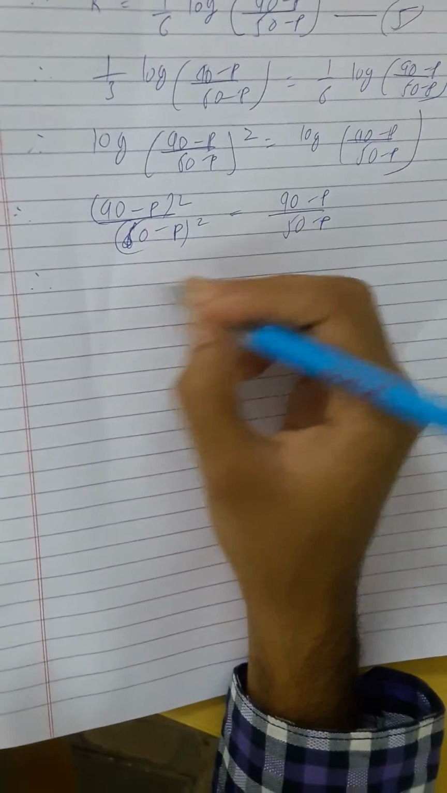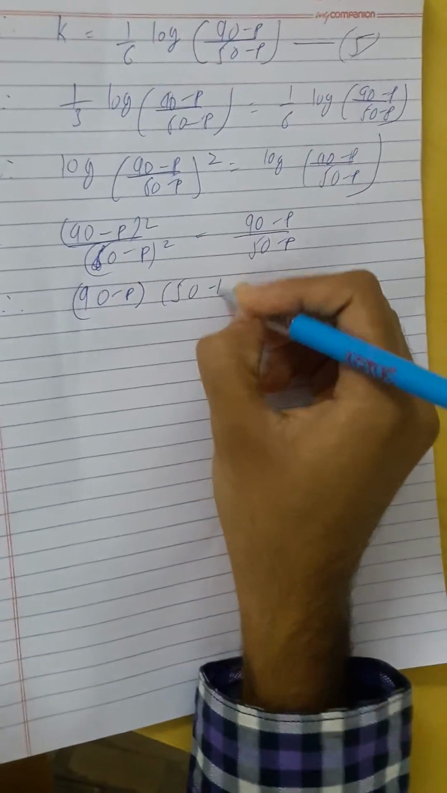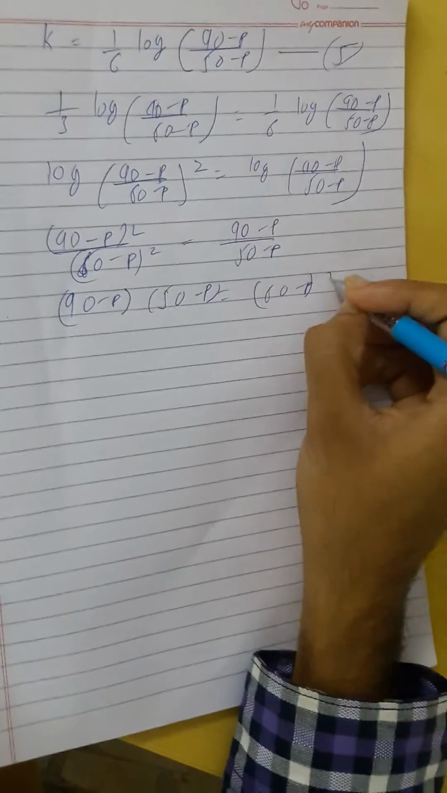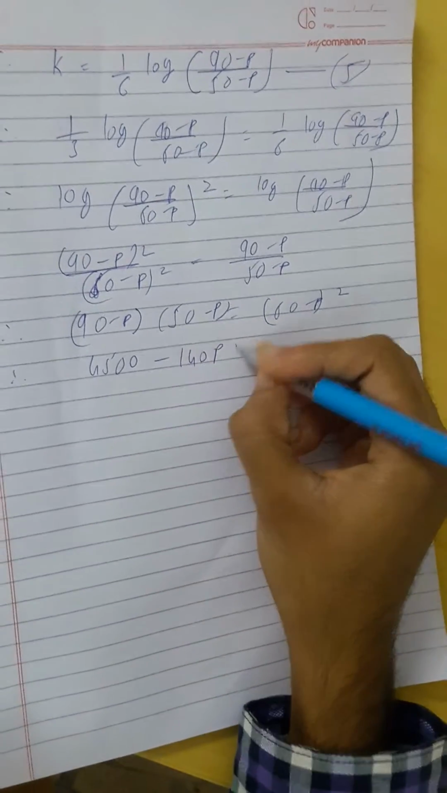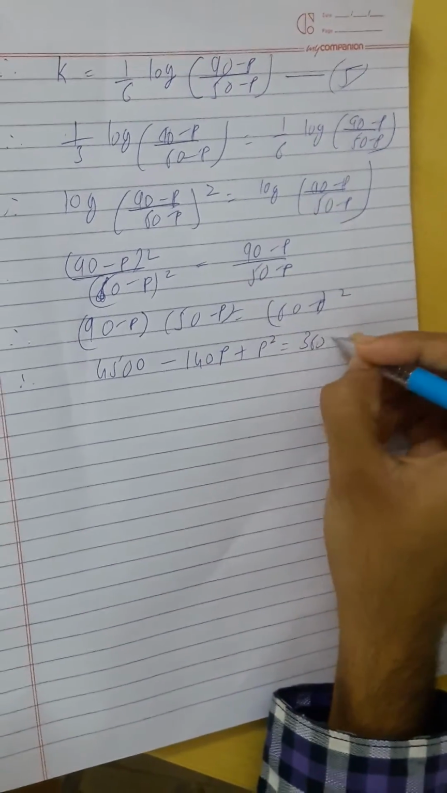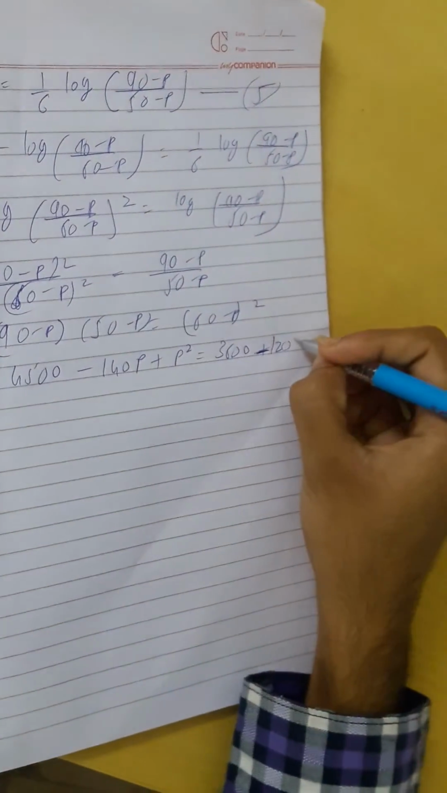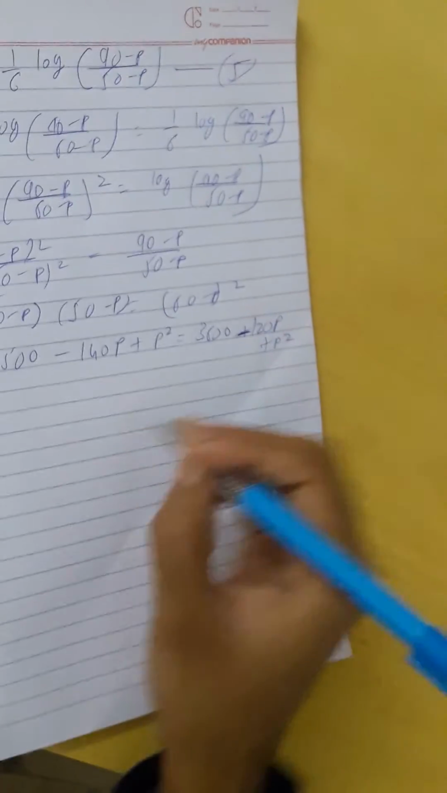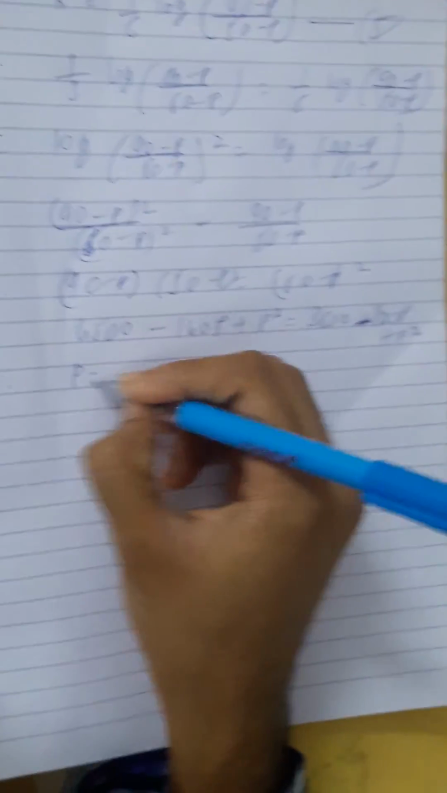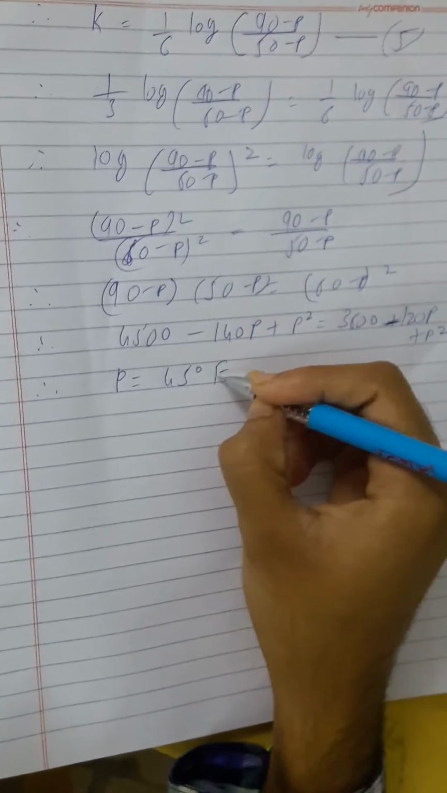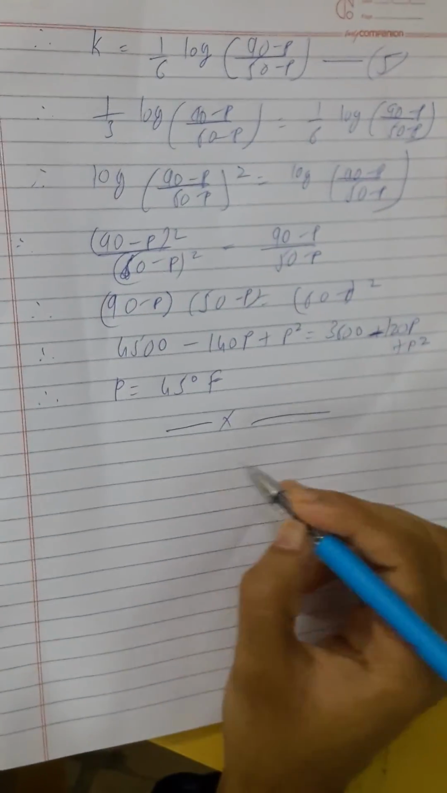Solving this equation, we get (90 minus P)(50 minus P) equals (60 minus P) whole square. Therefore, 4500 minus 140P plus P square equals 3600 minus 120P plus P square. Solving this, we get the value of P, which is the temperature of the surrounding, as 45 degrees Fahrenheit. Here's the answer. We solved the question. Thank you.